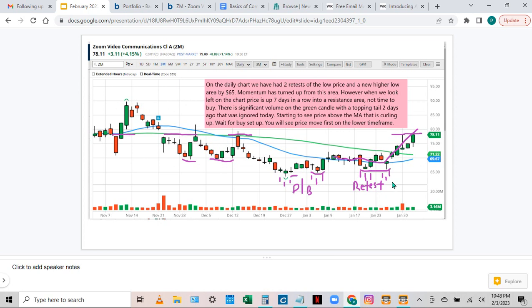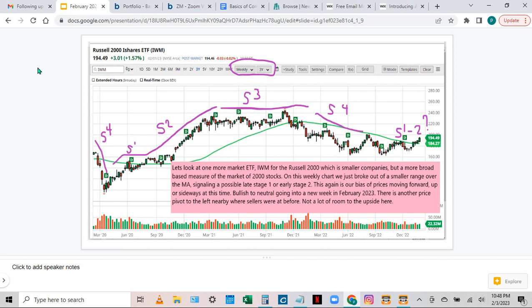Another way to look at it is that the sellers are starting to lose the battle, right? And the buyers are winning this battle between lower prices and higher prices. It looks to me like the buyers are starting to take over the stock. So let's keep on with our thesis here.